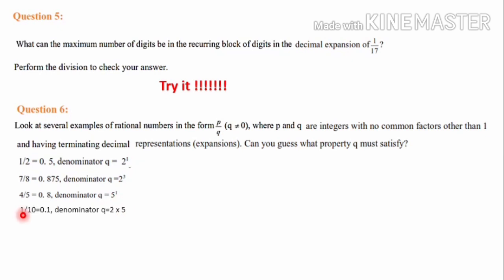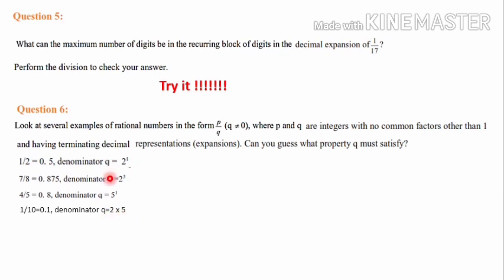And next one, 1 by 10. I have taken here the next rational number, that is 1 by 10. When you divide it, you are getting the answer as 0.1. 0.1 is a terminating decimal and the denominator is 10. 10 we can write as 2 into 5 or 2 power 1 into 5 power 1. Both are same.